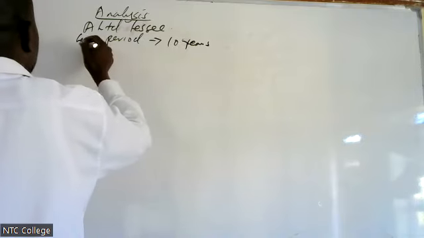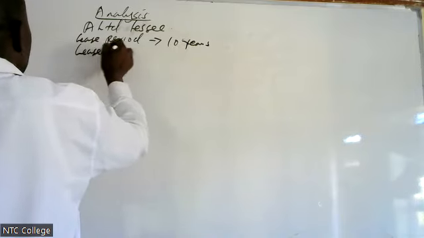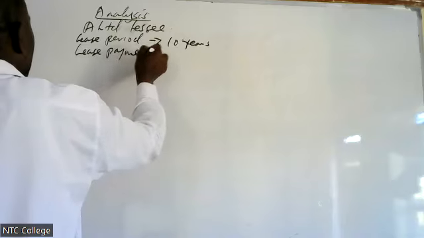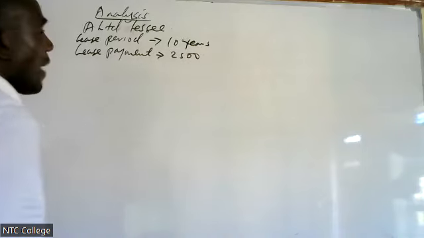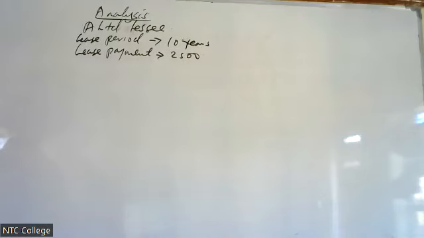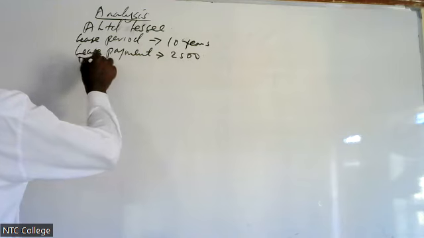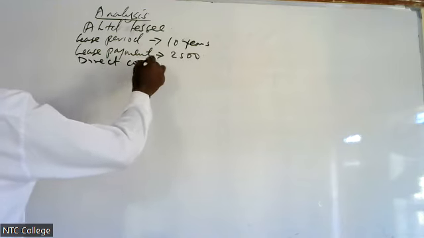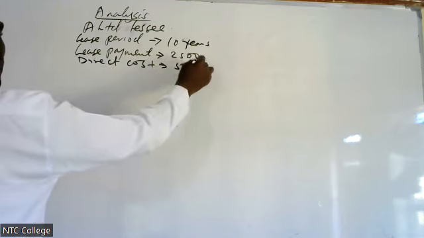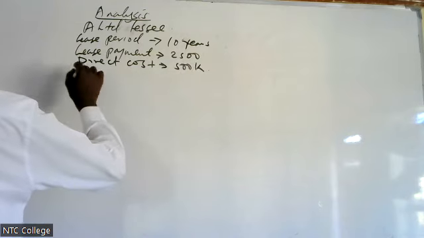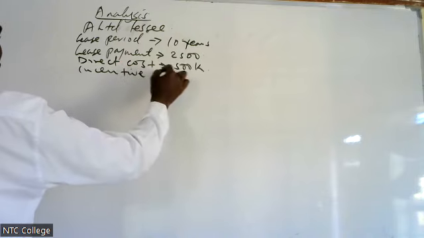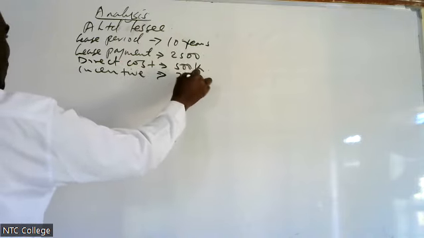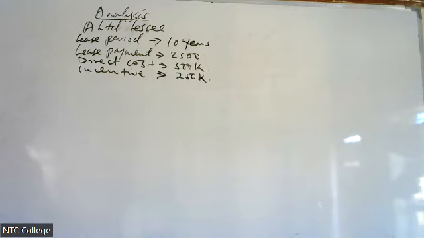Lease period 10 years. Lease payment, that is the installments, is 2,500, that is 2.5 million. Then we have direct cost of 500K. Incentive is the discount, 250K. Incentives, these are the discounts you get.